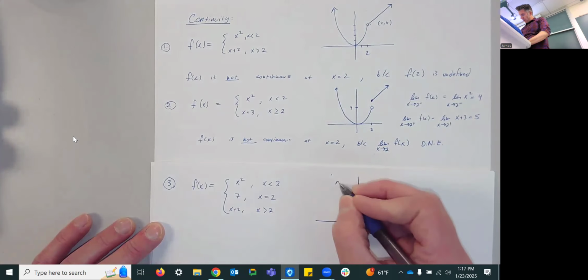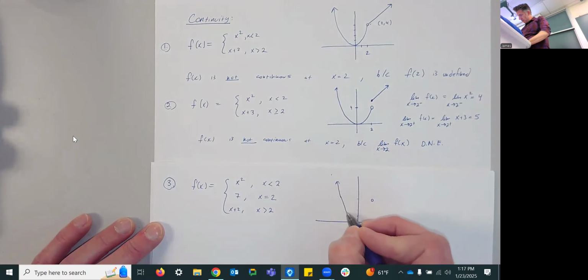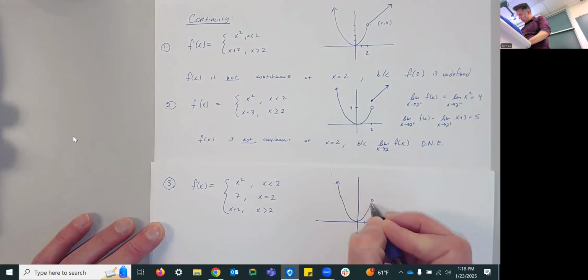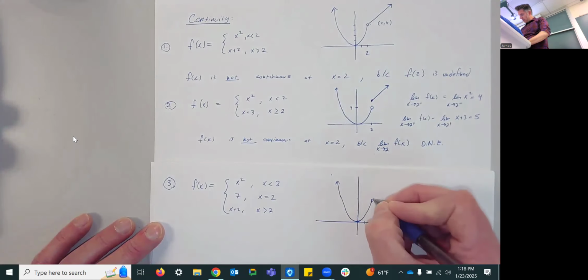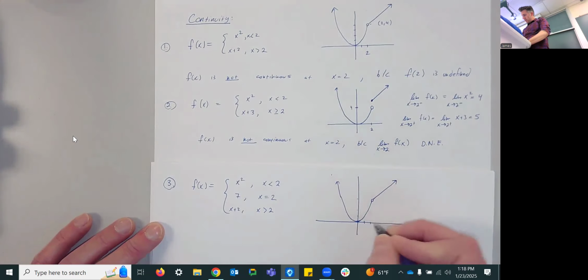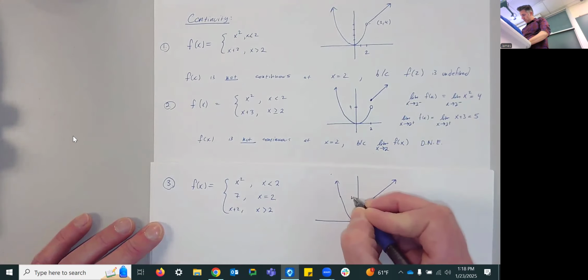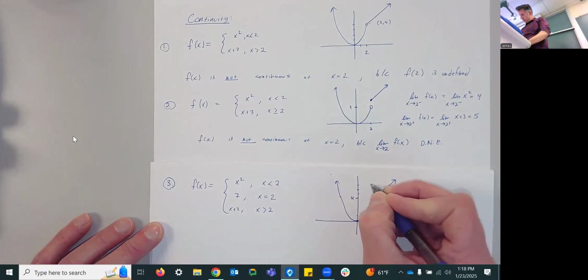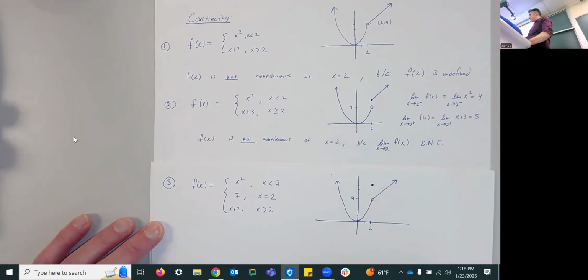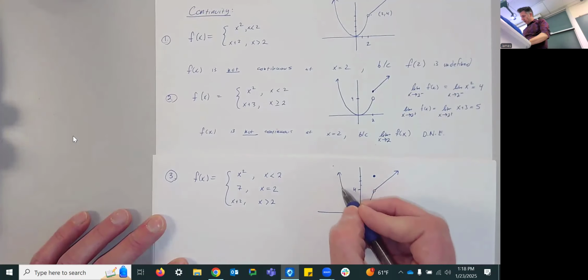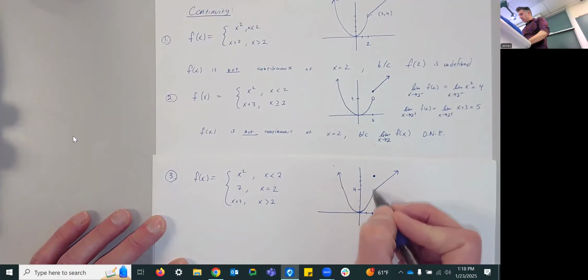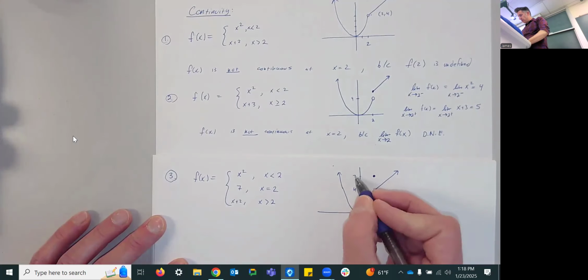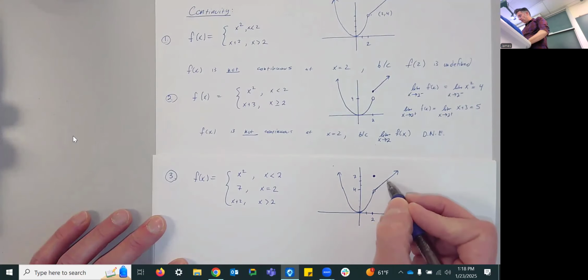Here's our parabola on the left. We're looking at the best parabola I've ever drawn. Here's our line on the right. And here's 7. I'll point out that if I was drawing this from left to right, I would have drawn the parabola, I would have jumped up to that point there, and then I would have continued on back to the line.